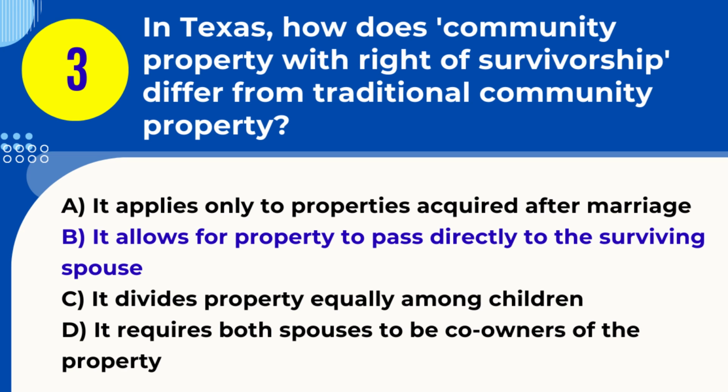Answer. B. It allows for property to pass directly to the surviving spouse. Explanation. Community property with right of survivorship in Texas differs from traditional community property in that it allows the property to automatically pass to the surviving spouse upon the death of the other, bypassing probate.